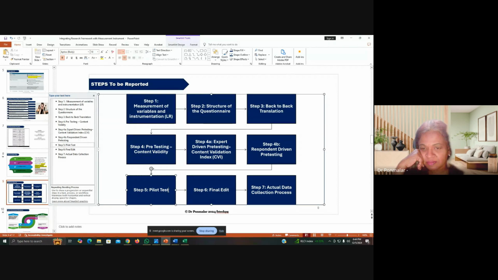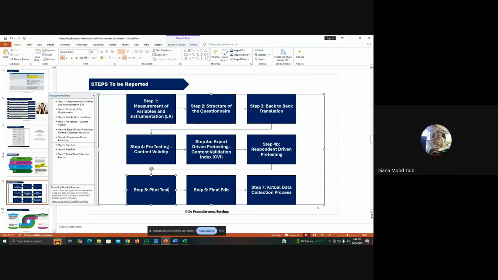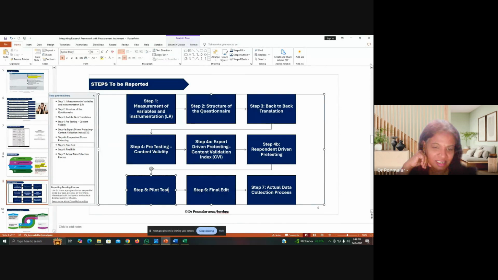Difficult, right? You can't repeat. Once you use a respondent in a pilot test, the same data cannot be used for the actual. You cannot use those respondents, because they have already seen the questions. So usually the magic number in Malaysia is always 30.